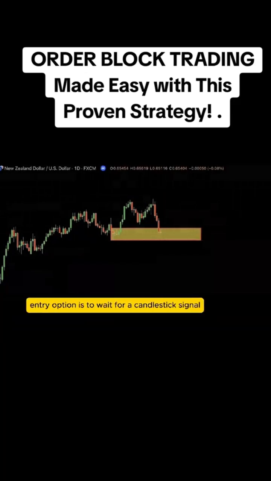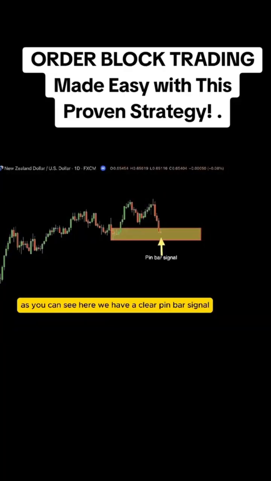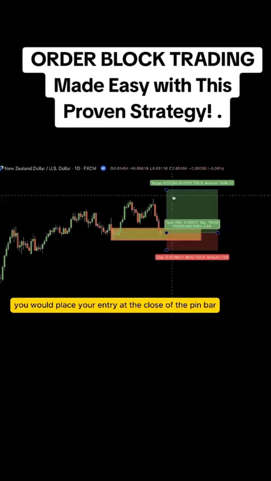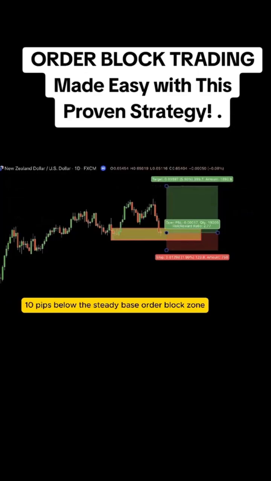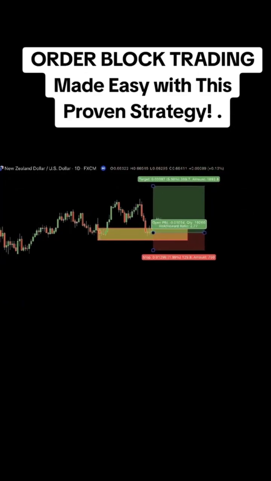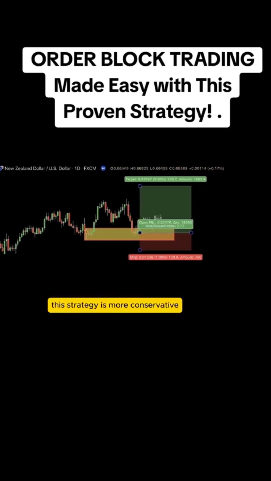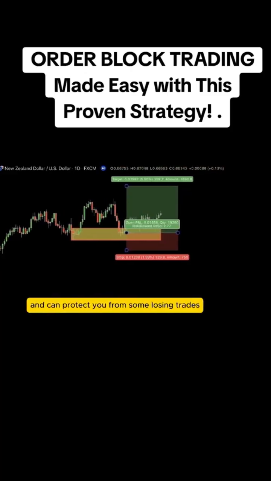Now, the second entry option is to wait for a candlestick signal when the market pulls back to the steady base order block zone. As you can see here, we have a clear pin bar signal. This rejection shows that smart money is present, and they're likely to drive the market upward. You would place your entry at the close of the pin bar, set your stop loss 10 pips below the steady base order block zone, and aim for a target that's twice the risk taken. This strategy is more conservative and can protect you from some losing trades.